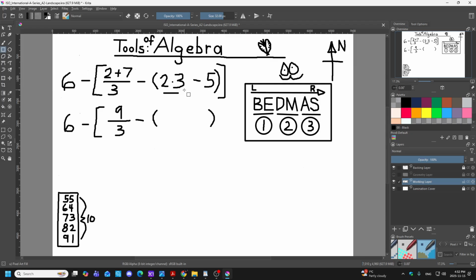So looking inside, we have to do the multiplication first before we do the subtraction. So we have 3 times 2 is 6, subtract 5, okay? And then I'm going to finish here with my nice square bracket. Let's continue working the problem. 6, subtract. I'm going to stick with my square brackets.